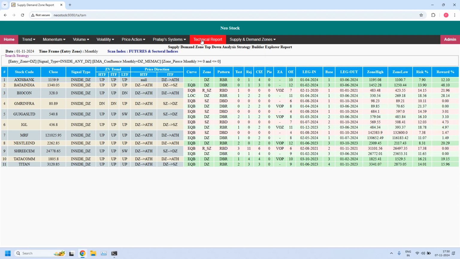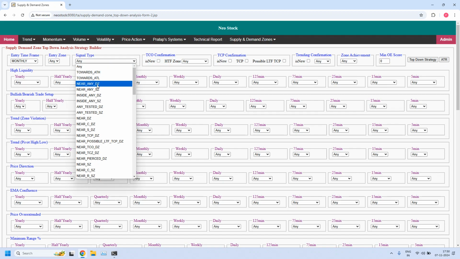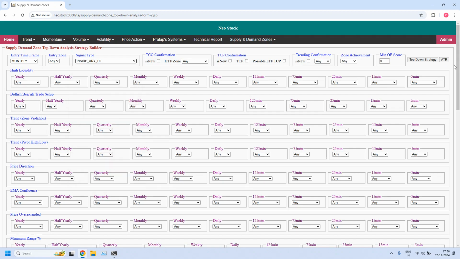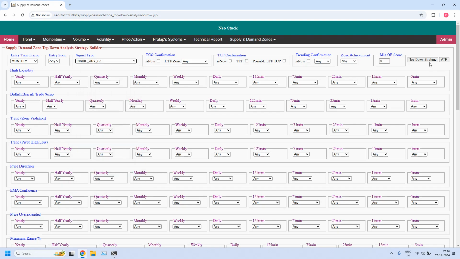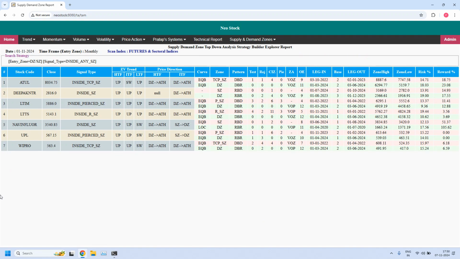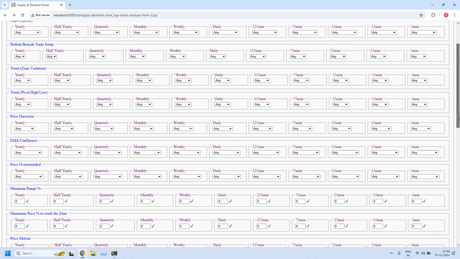Okay, next monthly time frame. Let's find the stocks where price closed inside monthly supply zone. Inside monthly supply zone. 7 stocks are filtered. And let me eliminate the pierced zones in the supply zones.